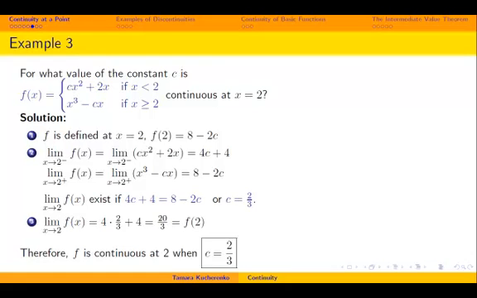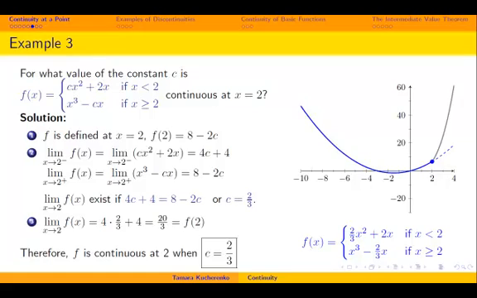When the constant is 2/3, the graph of f of x consists of the parabola 2/3 x squared plus 2x over the interval negative infinity to 2, and the cubic function x cubed minus 2/3 x over the interval 2 to infinity. As you see, the curves connect at point (2, 20/3), and the graph is continuous.